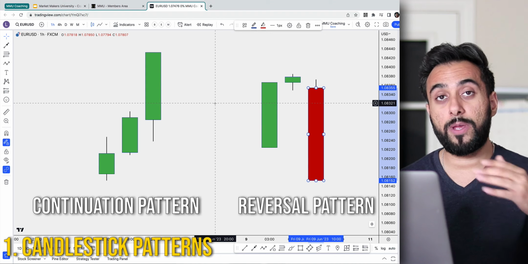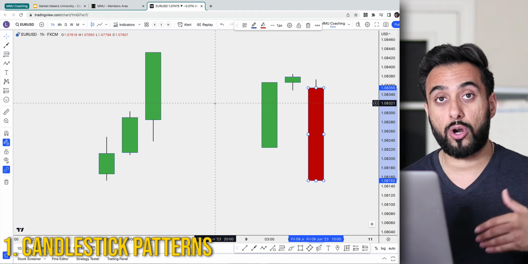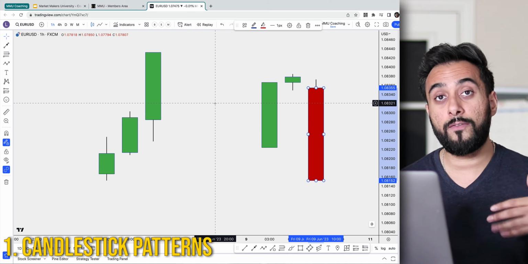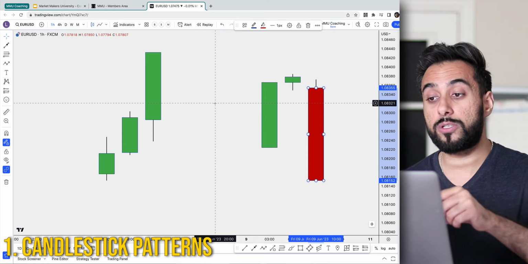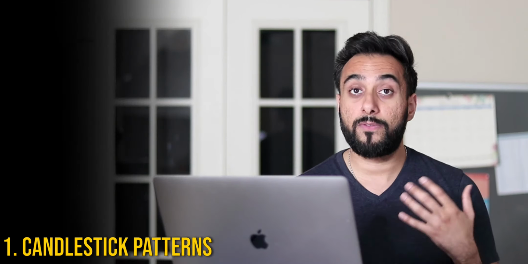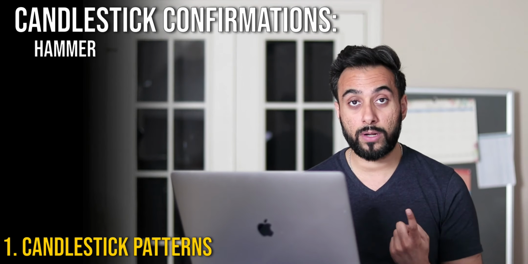So to recap, what do we use candlestick patterns for? We use these as entry triggers to enter our trades. These are essentially confirmation triggers. These are essentially other confluences, things we use in our trading to make sure the trade gives us a high probability setup.